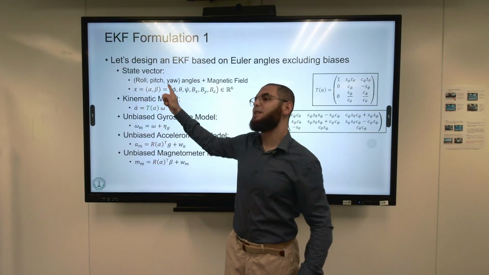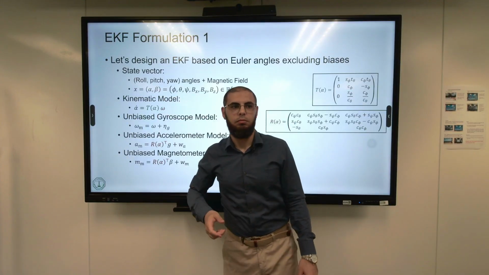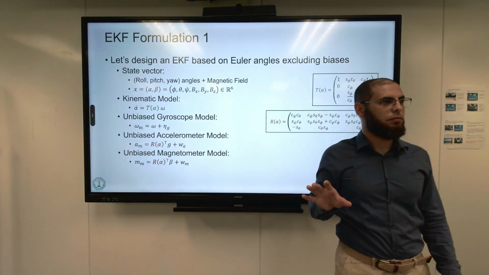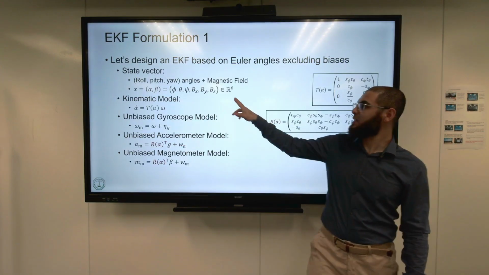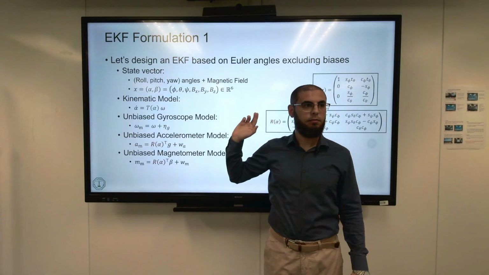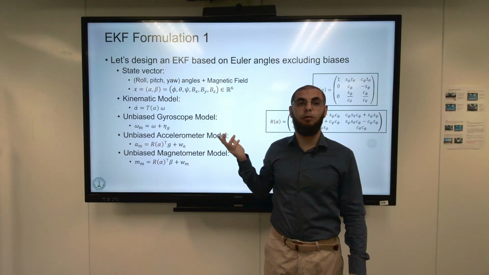A question is, what is beta dot? What is the beta itself? What was beta here in this slide? What is beta here that we want to estimate? What magnetic field?